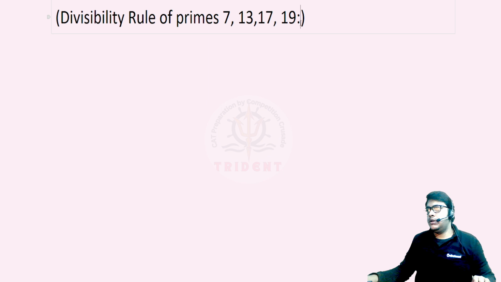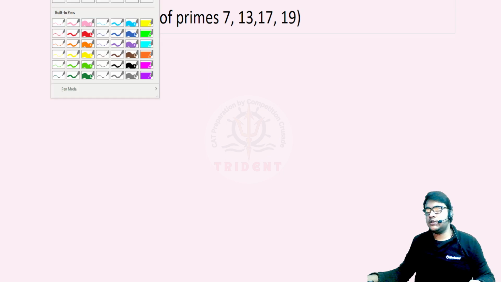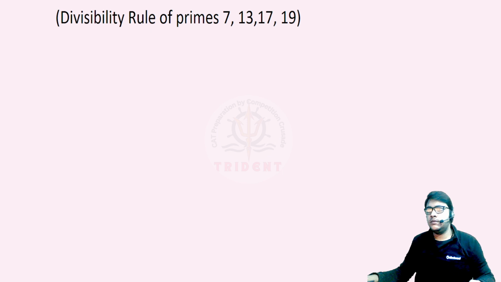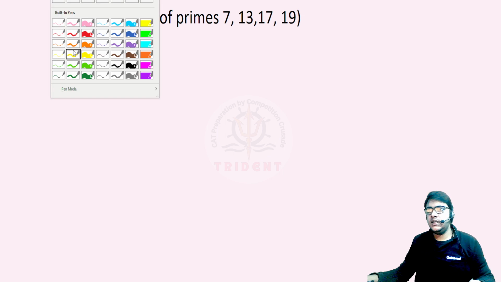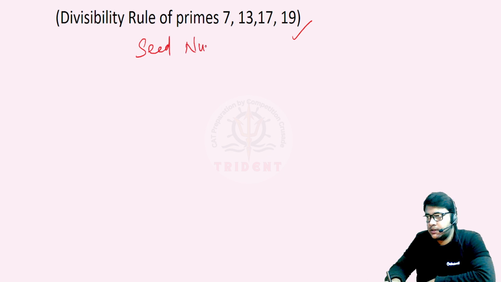Now, this is an interesting idea that I'll be discussing with you all, so please pay attention. The property is a very interesting property. It's actually a very easy thing. You can remember it, and anytime you can deduce it. If you feel like you forgot this rule, you can deduce it on the spot. So we are going to use an idea of seed numbers.